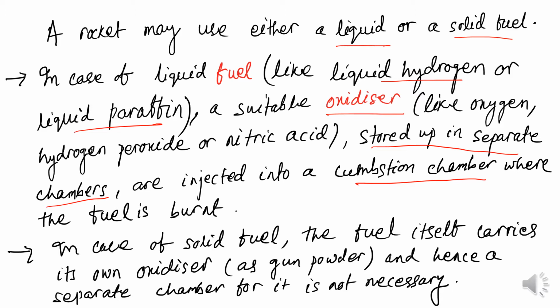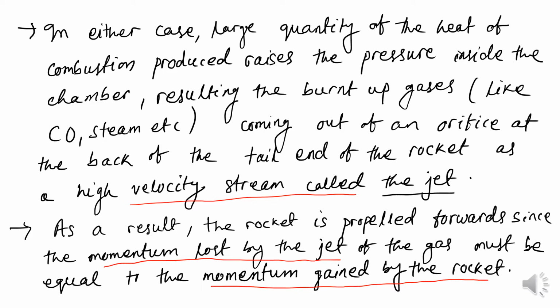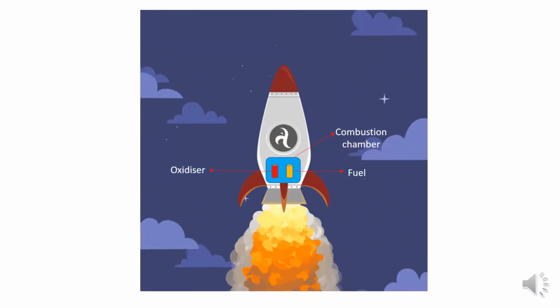They are sent to the combustion chamber where the fuel is burnt and a huge amount of gas comes out through the orifice, which is a small opening at the end of the rocket. It forms a high velocity stream, which is called the jet. As a result, the rocket is propelled forward, since the momentum lost by the jet of gas must be equal to the momentum gained by the rocket. So because of conservation of momentum, the momentum lost by the jet of gas must be equal to the momentum gained by the rocket. Using this conservation of momentum, we will study further.